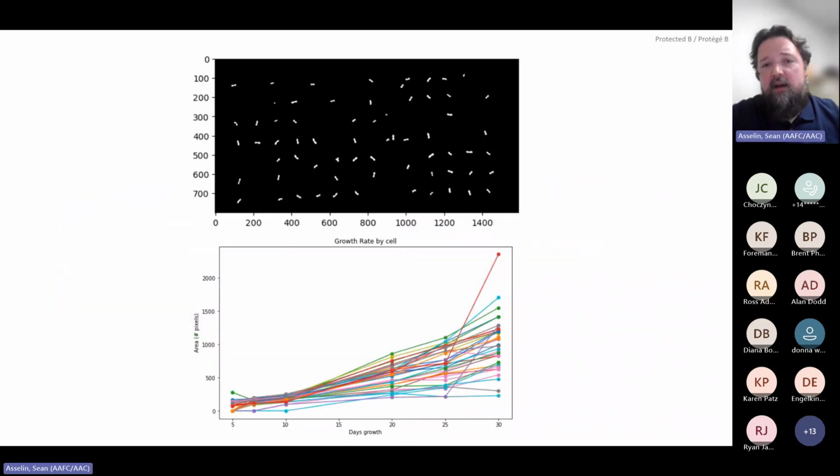And with this data, we can map or graph the growth rates of different genotypes over time. The above image there is a binary image of cotyledons, and the bottom image is days of growth. And we can track each individual plant over time that way, and we can make selections for early establishment and vigor.